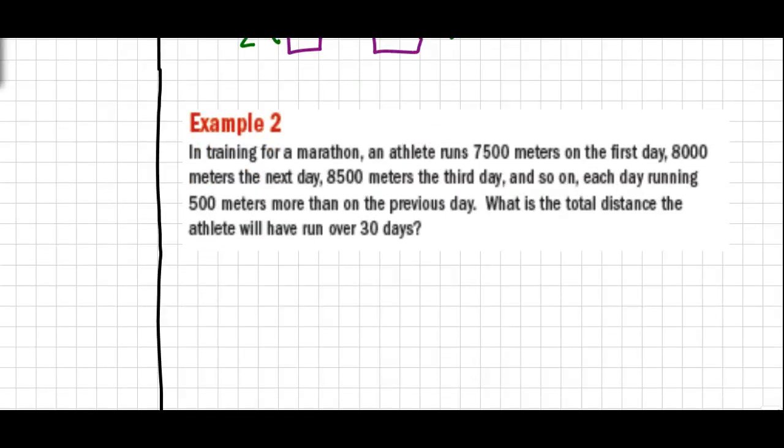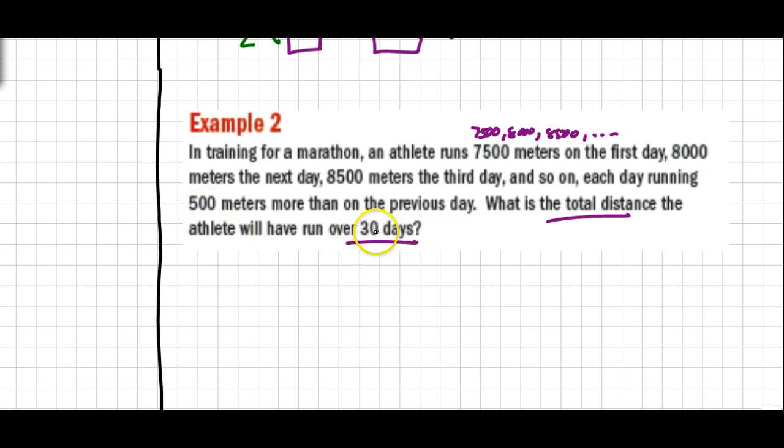The last example that we're going to do is in training for a marathon. An athlete runs 7,500 meters on the first day, 8,000 meters on the next, 8,500 on the third, and so on. Each day he trains by running an additional 500 meters more than the previous day. What is the total distance the athlete will have run over 30 days? This one does have a huge hint here that we're looking for a total, so that's your hint that this is a series question. Notice that they begin by giving us a sequence. 7,500 on the first day, 8,000 on the second, 8,500. So the sequence is given, but we're not given how much he runs on day 30.